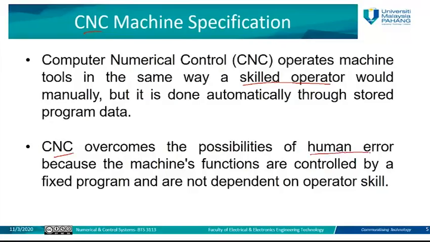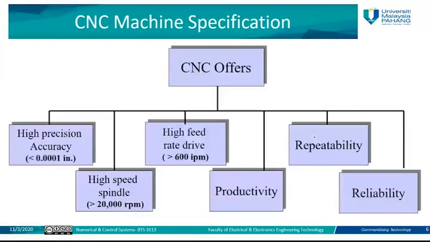Why? Because we are working with a program, with the software. So if the software is correct, all the operation will be correct, and more accurate and more reliable than if we depend on a human to run the machine, repeating the run of this machine to produce the same product and so on. So these are the main features of the CNC machines.